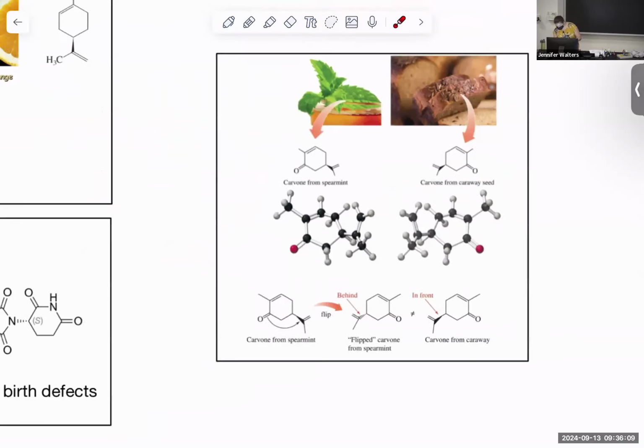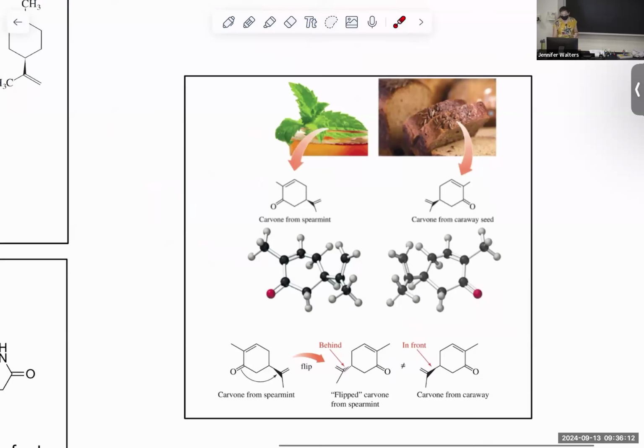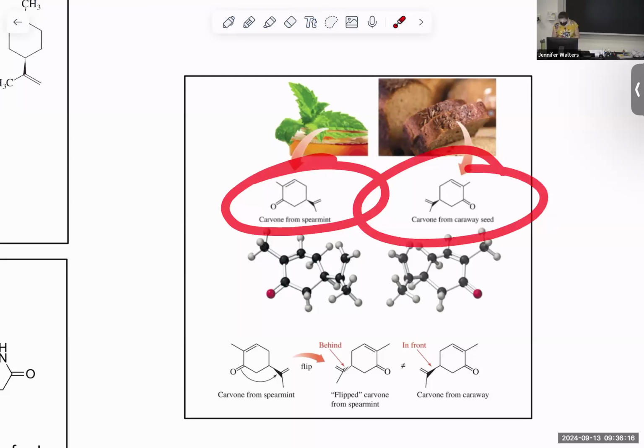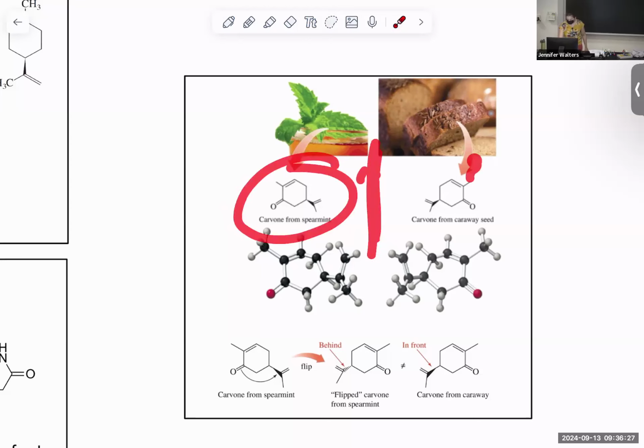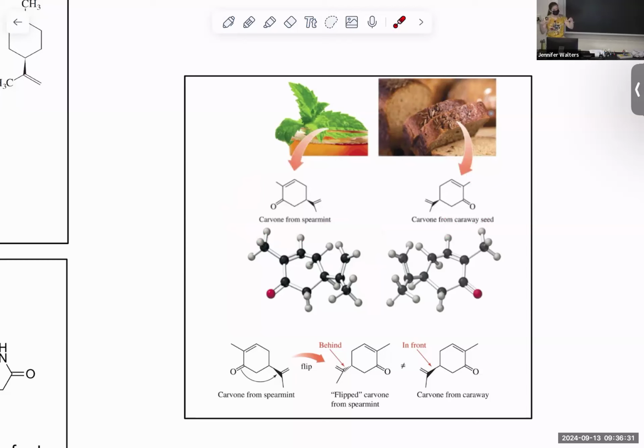We can also have spearmint versus caraway. We can get the same thing where they look very, very similar, but they're what are going to be called enantiomers because they're non-superimposable mirror images. So if I imagine there's a mirror here, this left side and the right side, those two molecules are mirror images of each other.